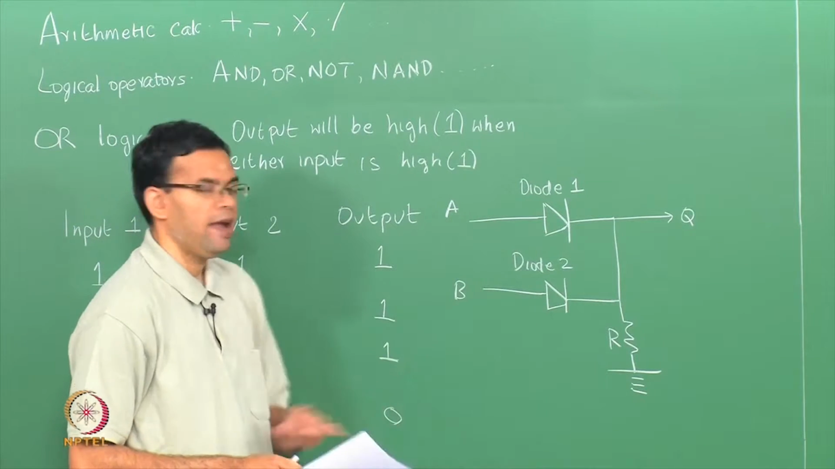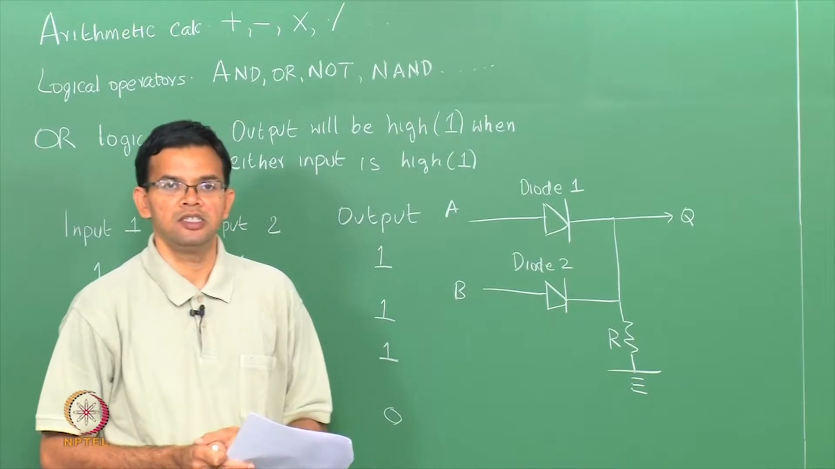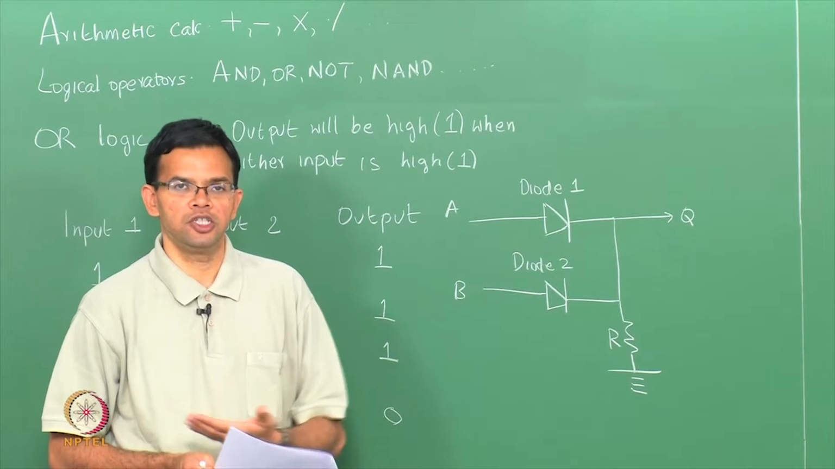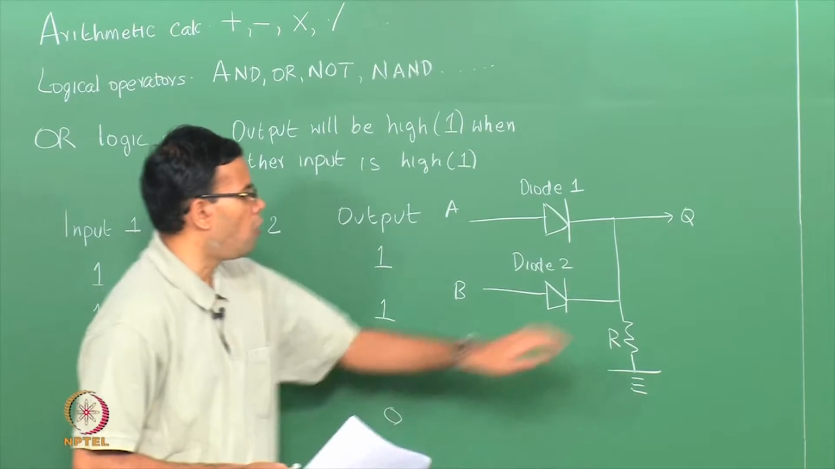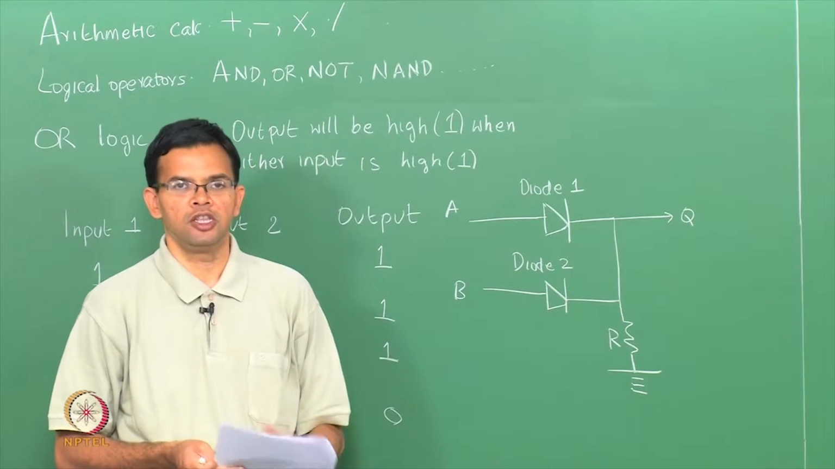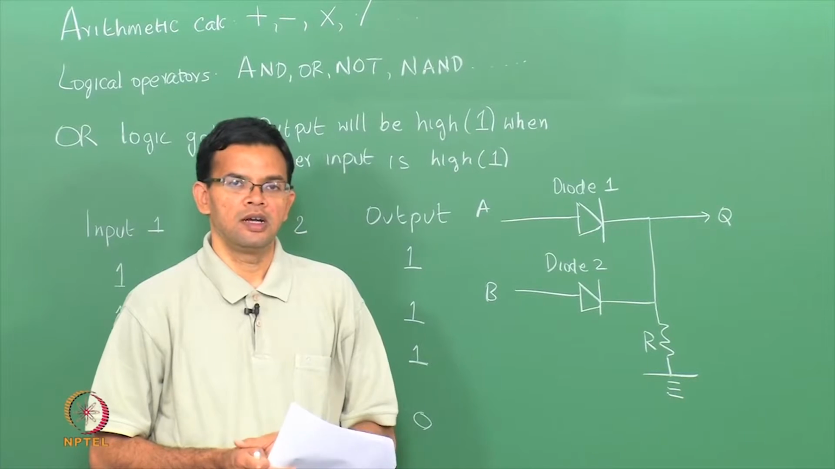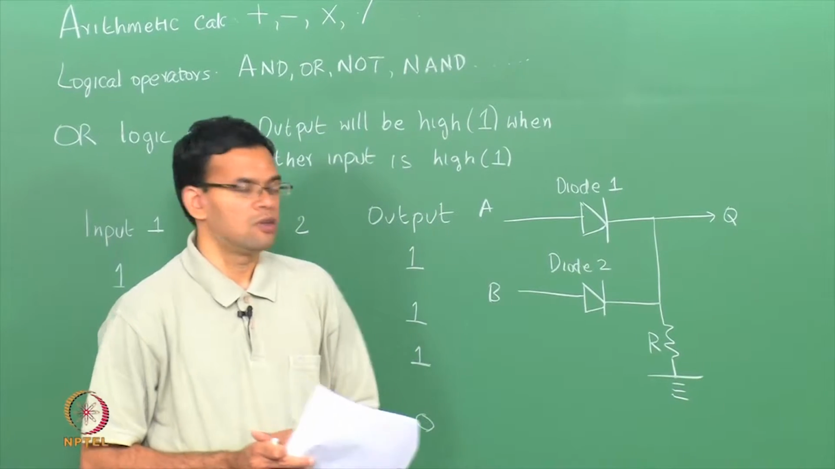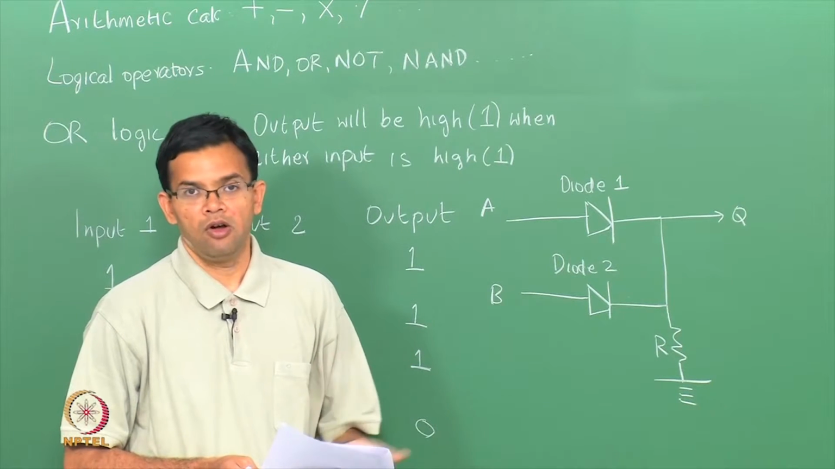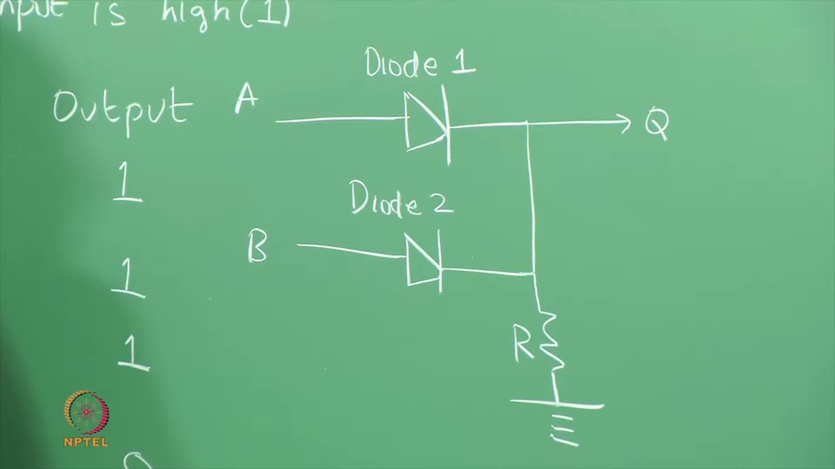So, if either A or B is high, which means your diode is in forward bias condition, you will be able to measure a current, or a voltage drop across Q. So, your output is 1. Only when both A and B are turned off, so you can think of this as a reverse bias condition, there is no current in the circuit and then the output is 0. So, just like an OR gate, you also have other gates like AND, NOT, etc., which can be implemented using simple diodes.